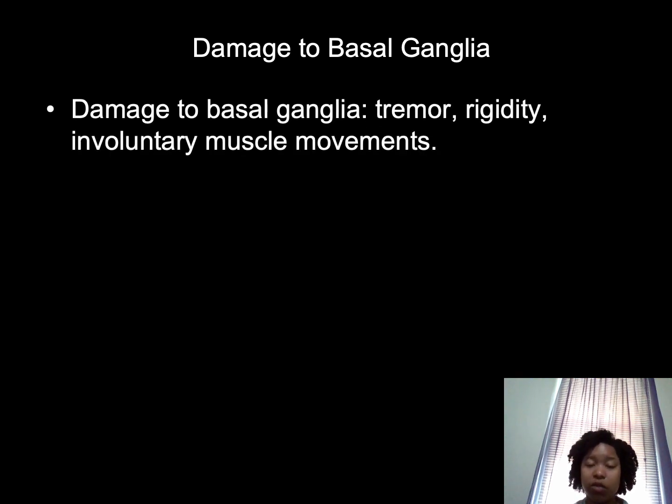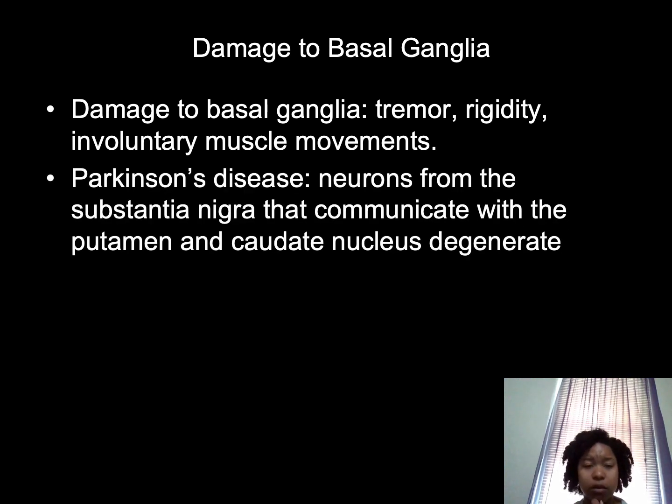And so what happens when there's damage to the basal ganglia? Damage to the basal ganglia can cause tremors, rigidity, and involuntary muscle movements. So remember, it's doing a lot of communicating with some of the more sensitive parts of the brain. So damage to it ruins that refinement that's being worked on. So you can get tremors as well as rigidity and involuntary muscle movements, so like spasms.